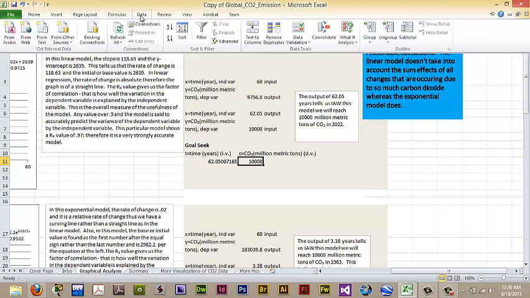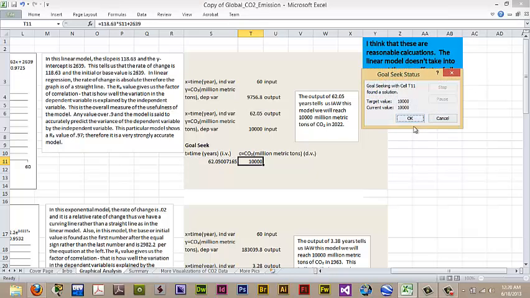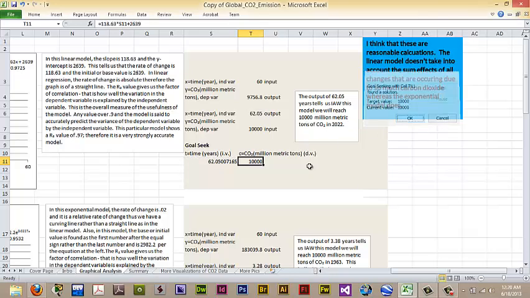And I go up here to Data, What-If, Goal Seek, and I tell it that T11, you can tell by the yellow highlights here, I'm in T11, I want to set that cell to 10,000. And then I want to find this cell, and I can click on it here and say okay, and it gives me the time in years as 62.